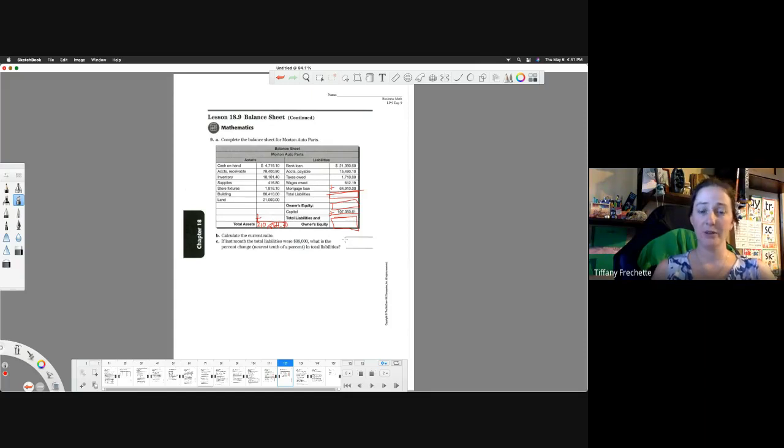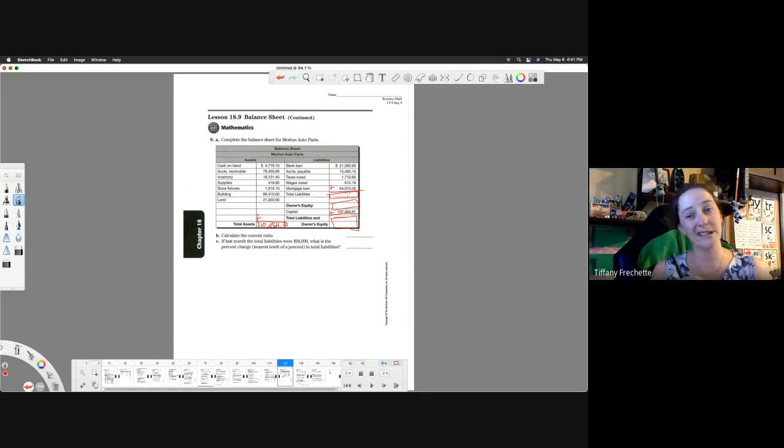So calculate the current ratio. If you remember on the first sheet here, current ratio was total assets divided by total liabilities. Again, it just gives us an idea of the health of the company. That one's pretty straightforward. Once you know your total assets and your total liabilities, you're just dividing the two.